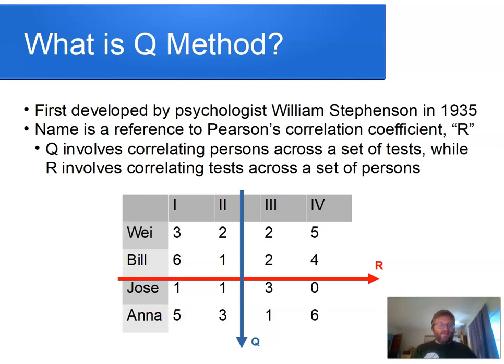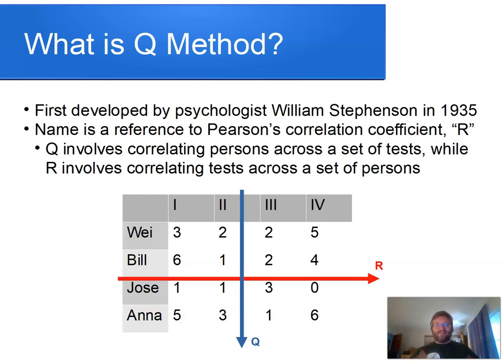So what is Q method? This is a methodology that was first developed by William Stevenson, who's a psychologist, and his first paper introducing it and giving it the name Q method came out in 1935. So this is almost a century old, but it's been continued and developed and grown since then. And the name Q method is a reference to Pearson's correlation coefficient, or R. So you probably know all about R if you've taken any sort of statistics class. It's one of the basic statistical operations to calculate R for some set of data.